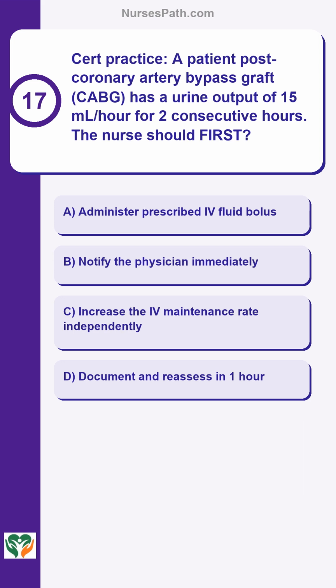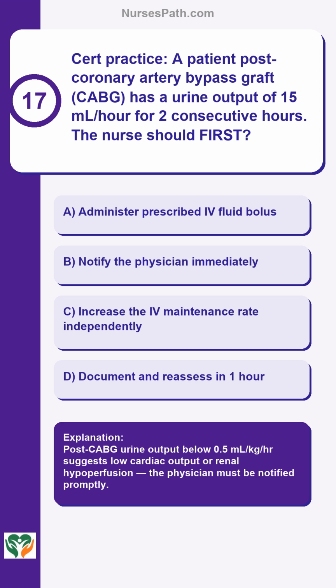Question 17. SERP practice. A patient post-coronary artery bypass graft, CABG, has a urine output of 15 milliliters per hour for 2 consecutive hours. The nurse should first: administer prescribed IV fluid bolus. Notify the physician immediately. Increase the IV maintenance rate independently. Document and reassess in 1 hour. Post-CABG urine output below 0.5 mL per kilogram per hour suggests low cardiac output or renal hypoperfusion. The physician must be notified promptly.